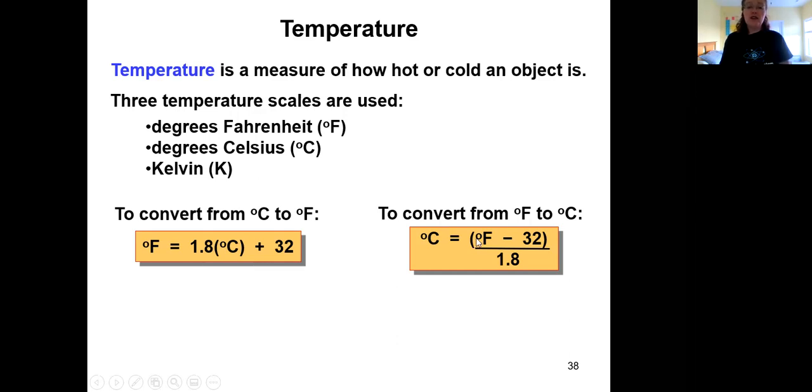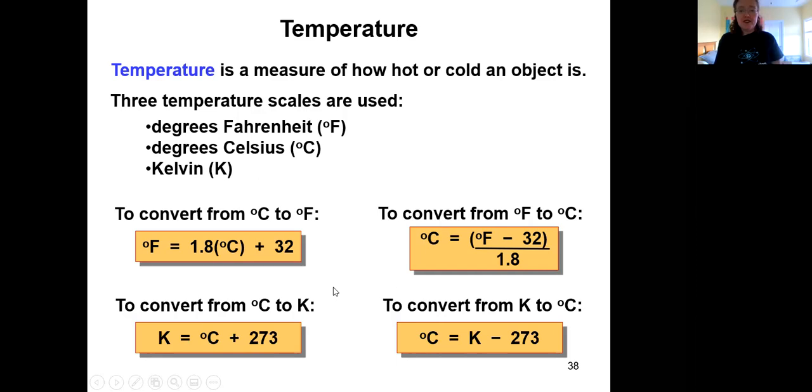Oh, and you know what? Ignore the 32. The 32 has an infinite number of decimal places. So again, match your significant figures in the new temperature unit based on the old temperature unit.